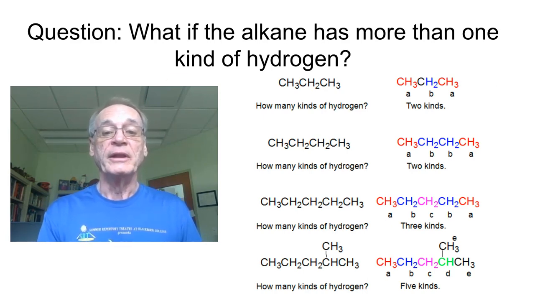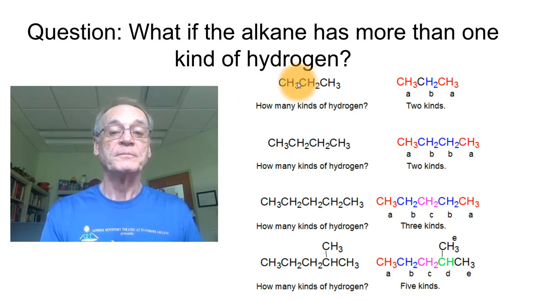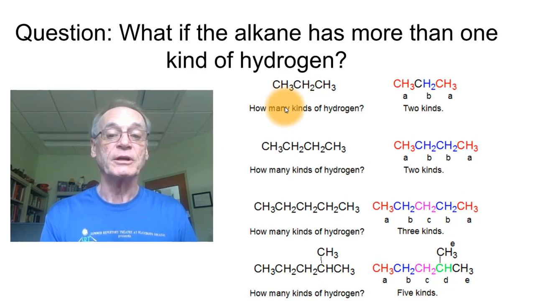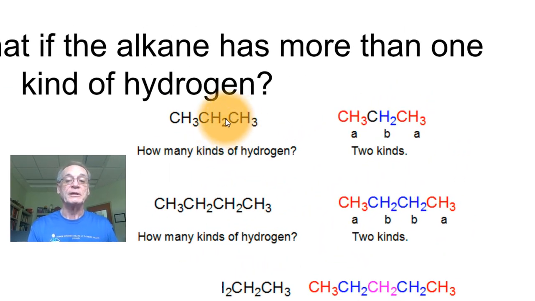For example, the next alkane on the list would be propane, CH3, CH2, CH3. So the question is, how many kinds of hydrogen are there here? So look carefully and say how many kinds of hydrogens. Actually, it's pretty easy in this case. Obviously, there's a CH3 and another CH3. Those turn out to be the same as each other, and so all 6 of those hydrogens are the same.